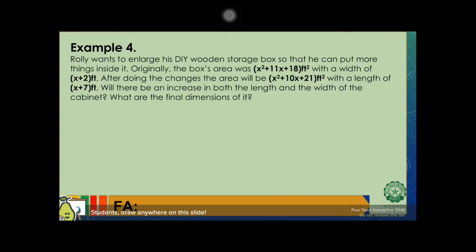Will there be an increase in both the length and the width of the cabinet? What are the final dimensions of the said box?